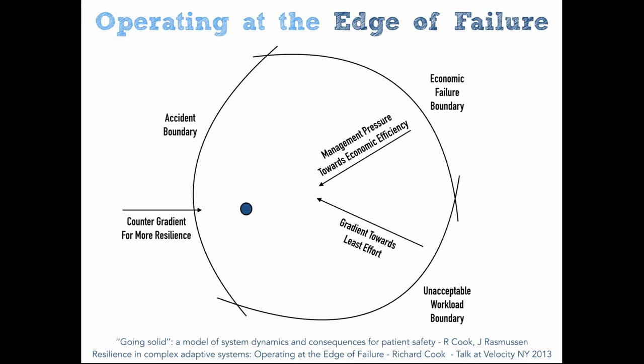from the accident boundary. But after a while, after a year, things have been going well for a while, and then history repeats itself. So the operating point is constantly pushed towards the accident boundary and away from it when we feel the need for that.